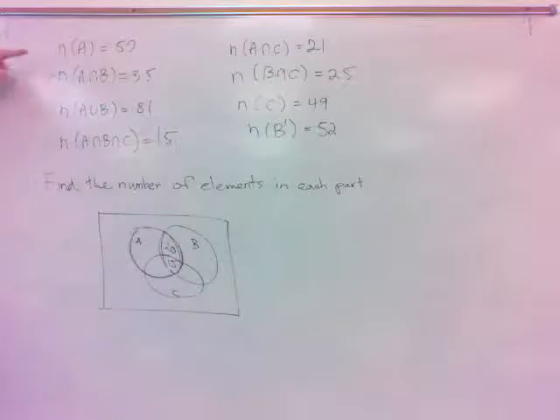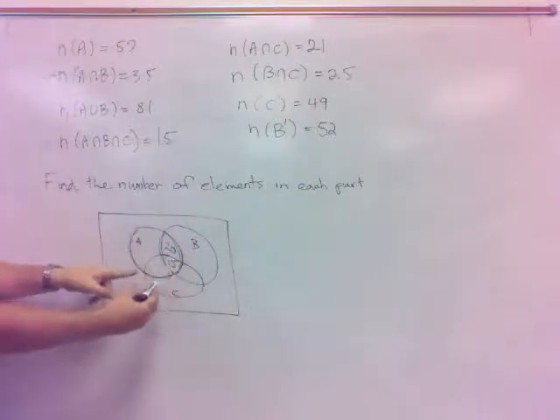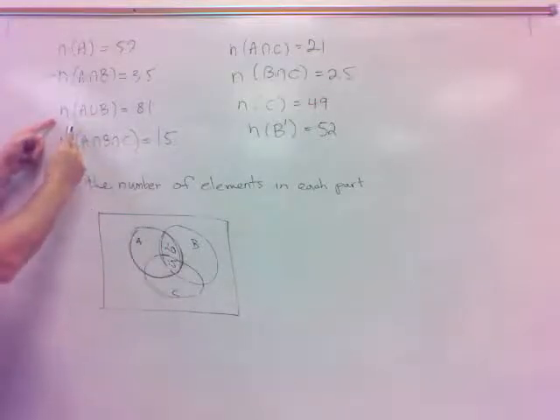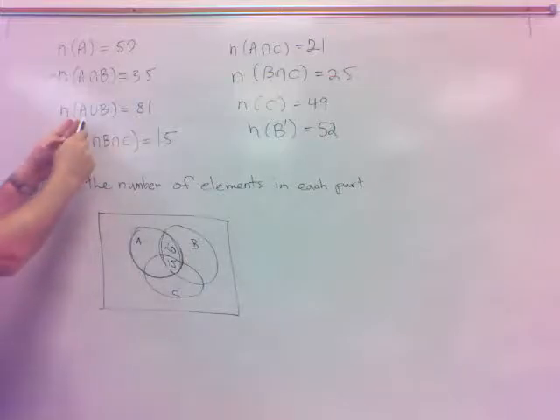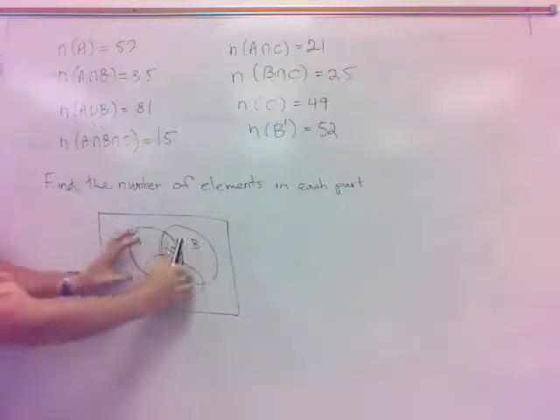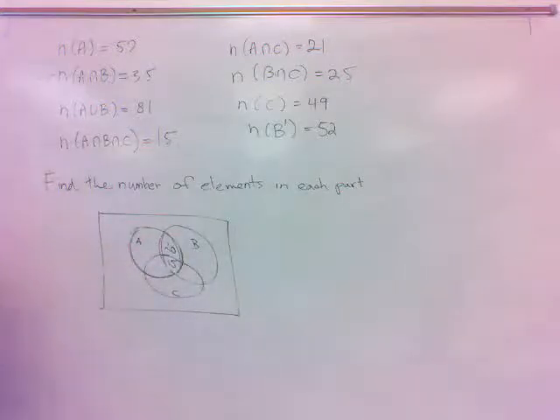I still can't go with A yet. Why? A is 4 parts. I know 2 of them, but I still don't know 2 of them, so I can't use it. This one is still not in play yet. A union B is everything in A and everything in B, which is all of this. So that's 6 parts, and I only know 2 of them.